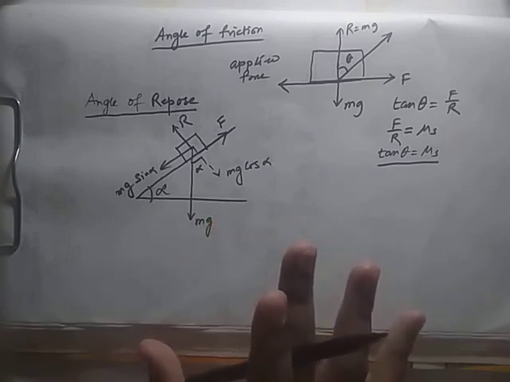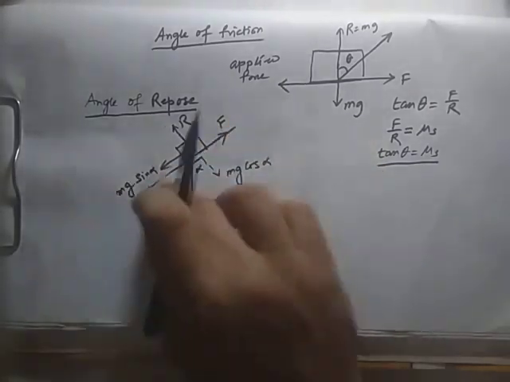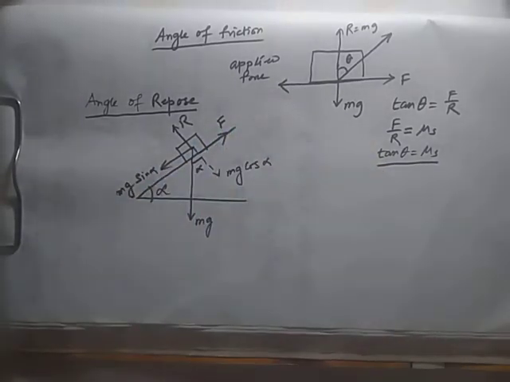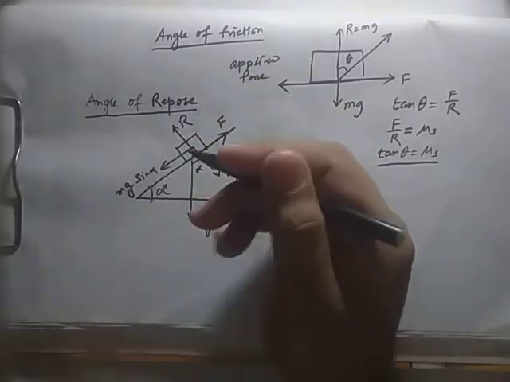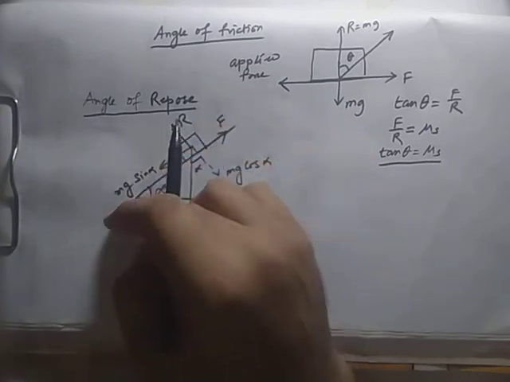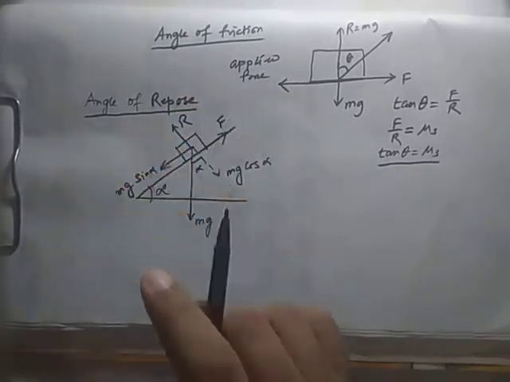So what is the definition of this one? The minimum angle made by the inclined plane with the horizontal surface, such that the body lying on the inclined plane is just on the verge of sliding down along the inclined plane is known as the angle of repose. So it is about to slide, it is not sliding, it is about to slide. If I increase a little bit, it will start sliding. So that is known as the angle of repose.